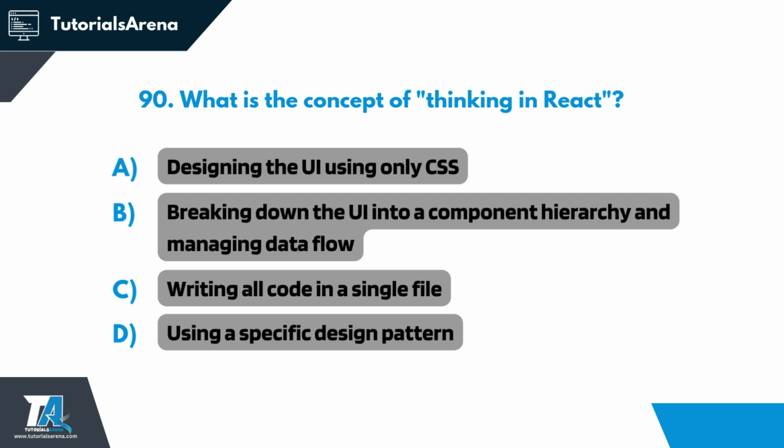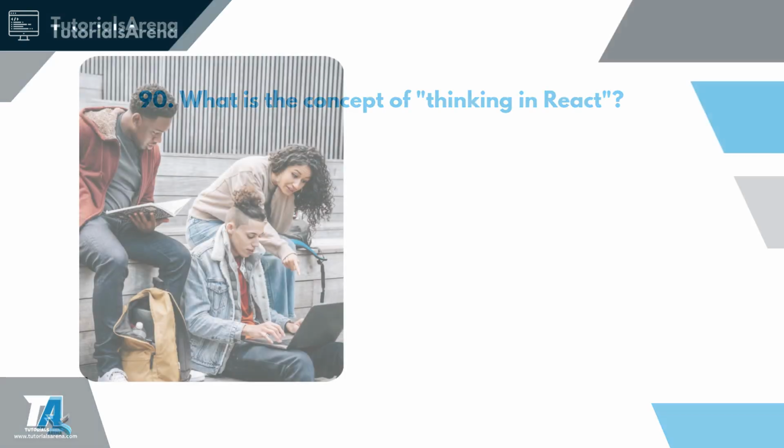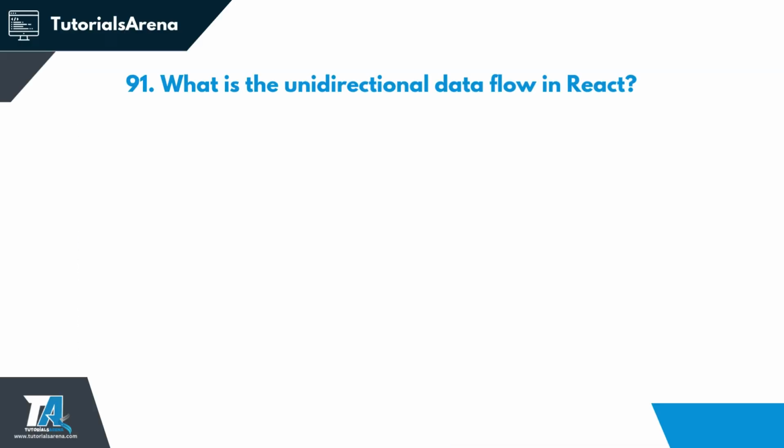The options are option A, designing the UI using only CSS. Option B, breaking down the UI into a component hierarchy and managing data flow. Option C, writing all code in a single file. Option D, using a specific design pattern. The correct answer is option B, breaking down the UI into a component hierarchy and managing data flow. Moving on to the next question.